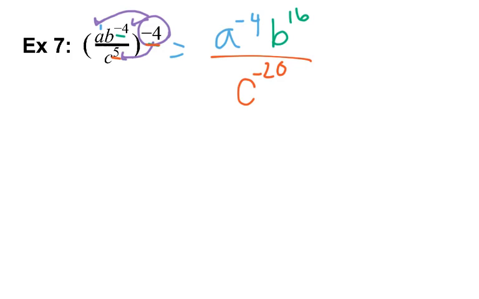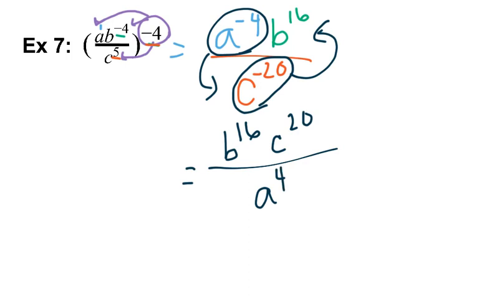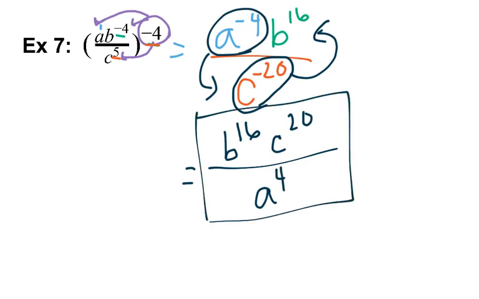At this point, we just need to move whatever is negative. So I see two situations where there's a negative exponent. That's one of them, and a to the negative 4th is the other. Notice the b to the 16th stays up top. That c to the 20th power becomes positive now. And we get a to the positive 4 on the bottom. And we are done. There are no more negative exponents remaining.